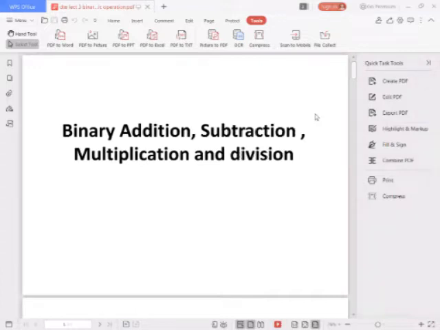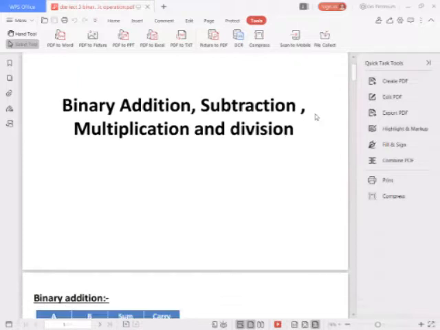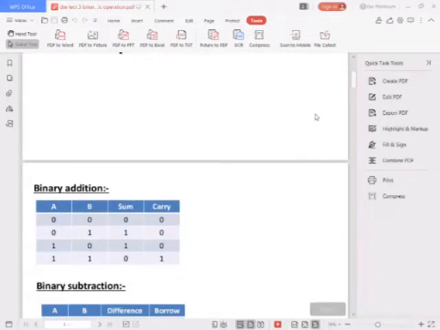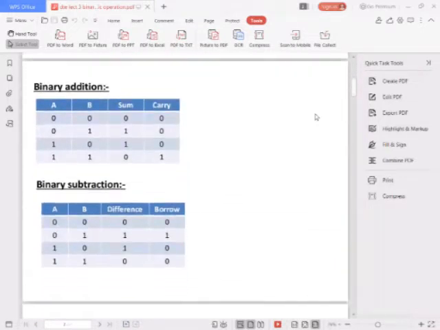Hello students, in this session we are going to discuss binary addition, subtraction, multiplication and division. So let's start the session. First is the binary addition.